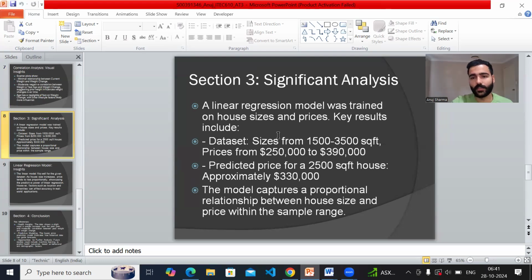In section 3, we did regression analysis. In this, a linear regression model was used for house sizes and prices, and the key results include a dataset size from 1,500 to 3,500 square feet, and price from $250,000 to $390,000. The predicted price for a 2,500 square feet house is approximately $330,000. So the model captures a proportional relationship between house size and price within the same range.